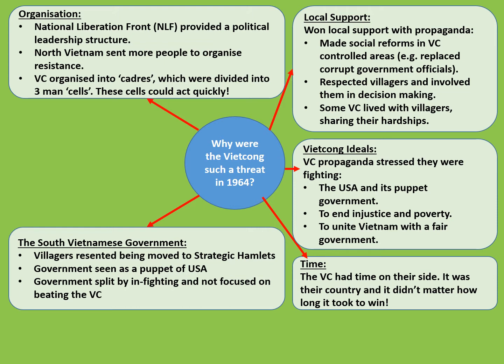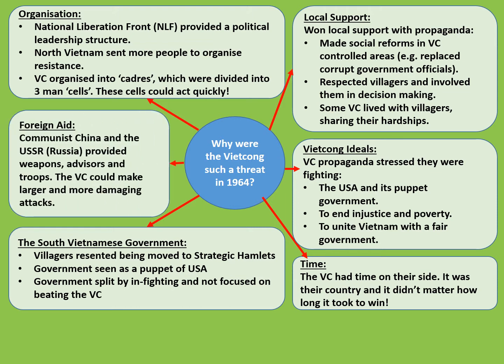The government was seen as a puppet of the USA, which we've mentioned before, and also the government was split by infighting and not focused on beating the Viet Cong. And lastly, foreign aid. Communist China and the USSR, so that's Communist Russia, provided weapons, advisors and troops. The Viet Cong could make larger and more damaging attacks.